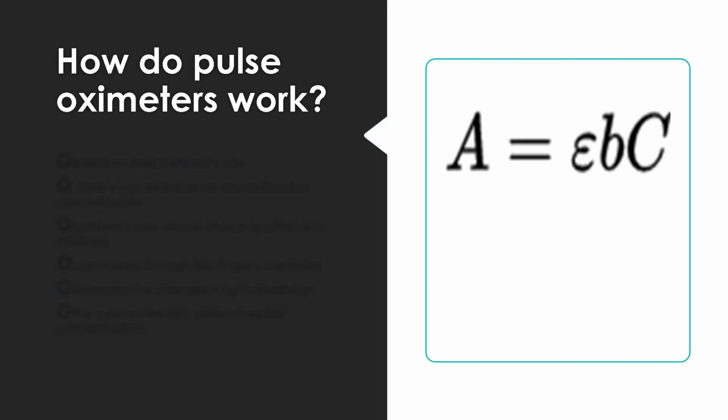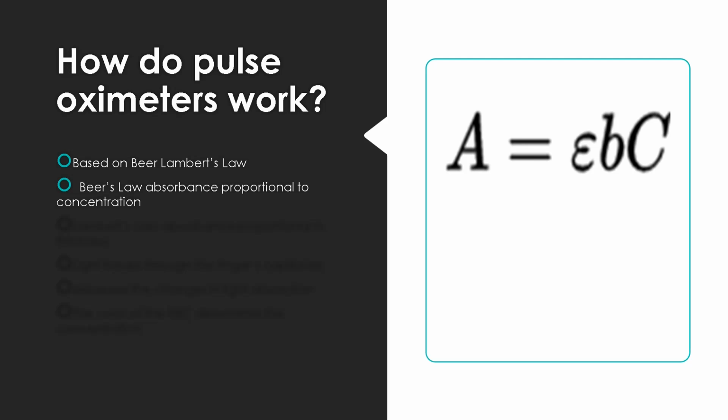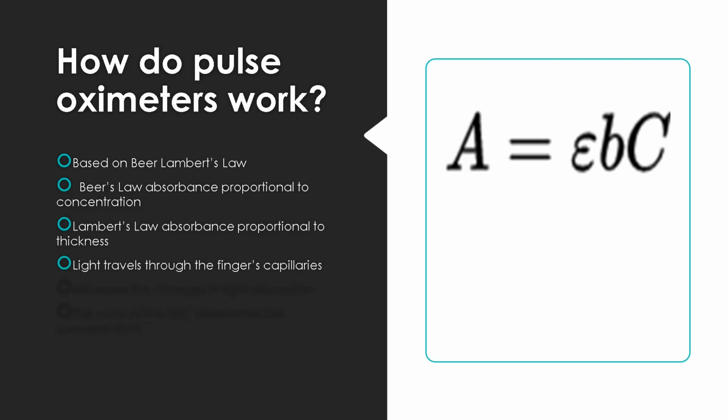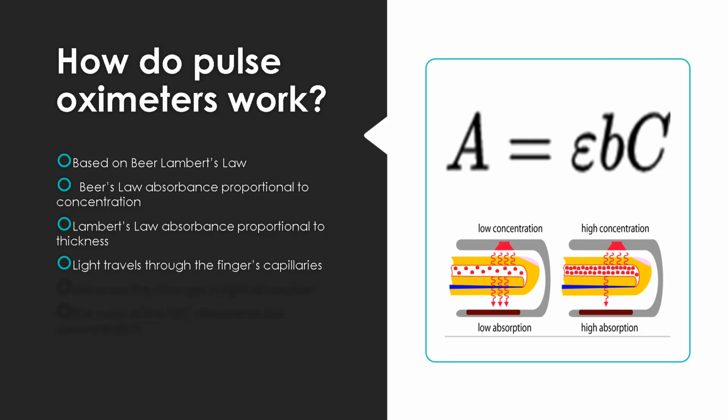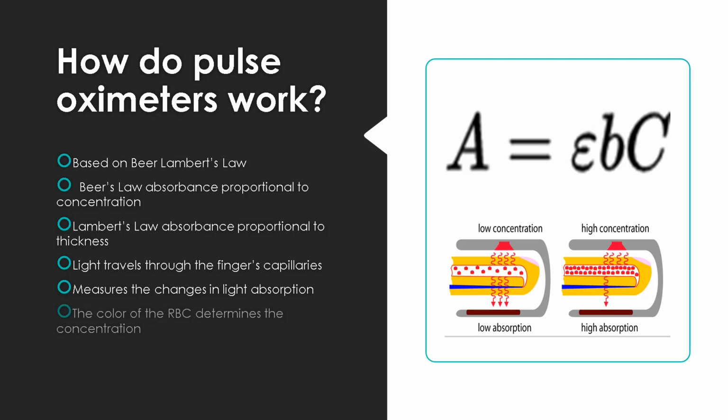So how do pulse oximeters work? This concept is known as Beer-Lambert's law. Beer's law is the absorbance proportional to the concentration, i.e. the red blood cells. Lambert's law is the absorbance proportional to the thickness, which is the finger in this case. As light passes through the finger, it measures the changes in the light absorption along with the color of the red blood cell to determine the concentration of a person's oxygen saturation percentage.